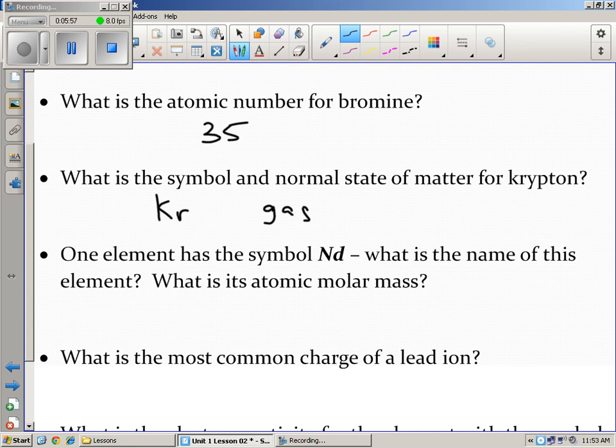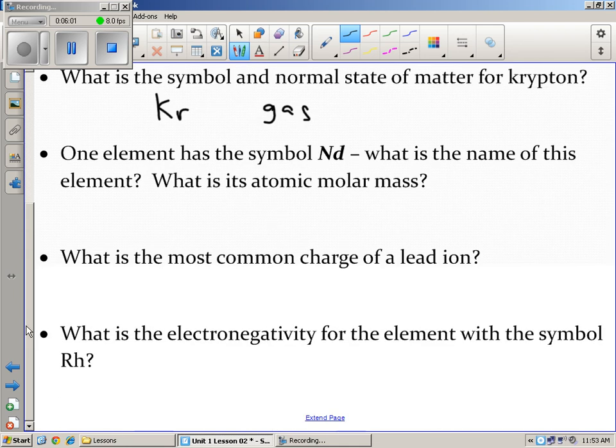One element has a symbol of Nd. It's way down at the bottom there. You've got to find it. It's in the second-to-bottom row there. It's called neodymium, and its molar mass is 144.24 grams per mole. All right.